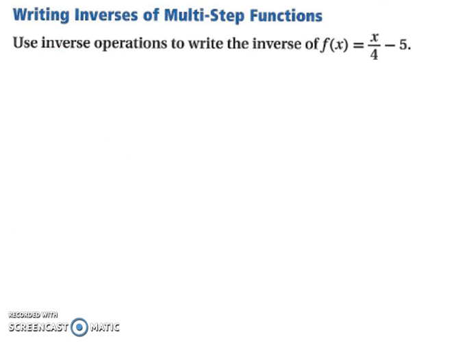Let's get a little bit more tricky. We're going to write inverses of multi-step functions. So we're going to use inverse operations to write the inverse of this function. So let's start by going, okay, well, y equals x divided by 4 minus 5. We want to switch our x and y. So now we have x equals y divided by 4 minus 5. Last step is to solve for y.